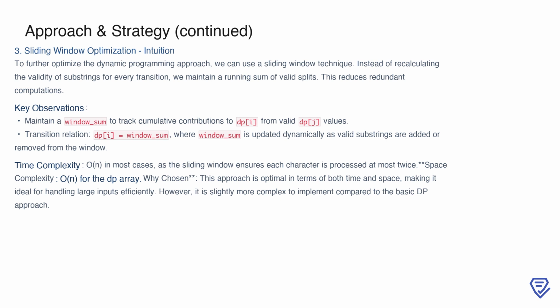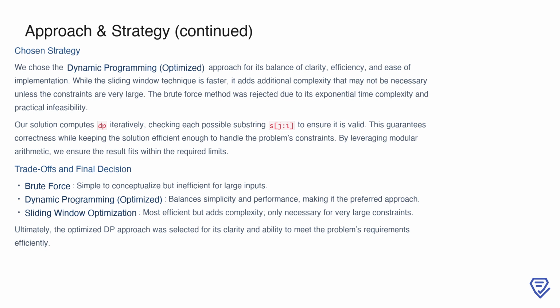This optimization brings the time complexity down to O(n) in most cases, as each character is processed at most twice, while the space complexity remains O(n) for the dp array. Although this method is highly efficient, it introduces additional complexity in implementation, which may not always be necessary depending on the constraints of the input. Ultimately, we chose the optimized dynamic programming approach for its balance between clarity, efficiency, and ease of implementation. While the sliding window technique is faster, its added complexity is only justified for extremely large constraints.